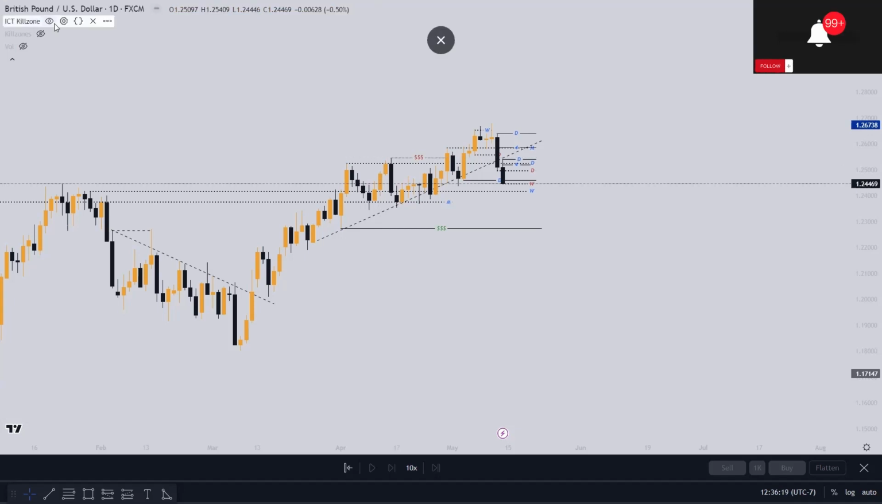Time zones. Can you see my screen still? Yes. So you see what this is? ICT kill zone right here. Yeah. If you look for this on TradingView, what it's going to show you.